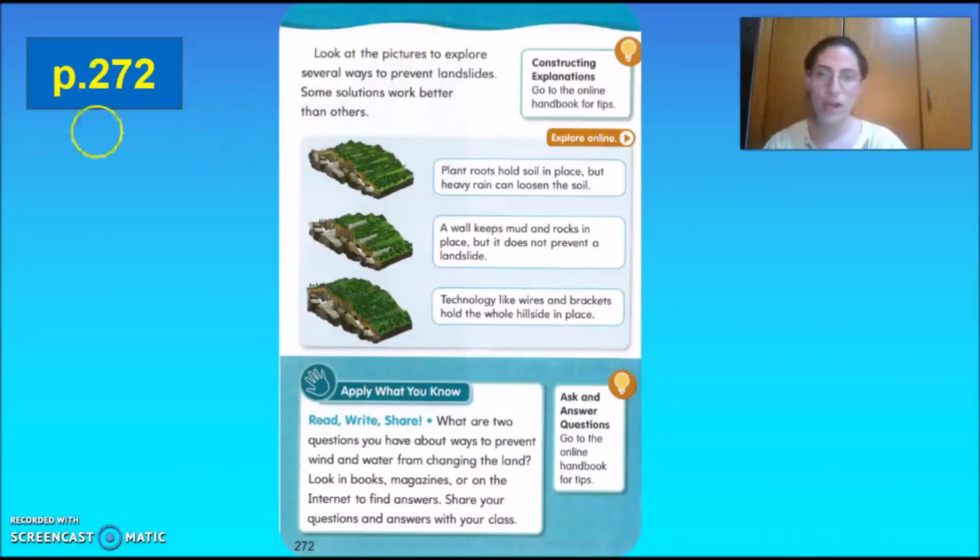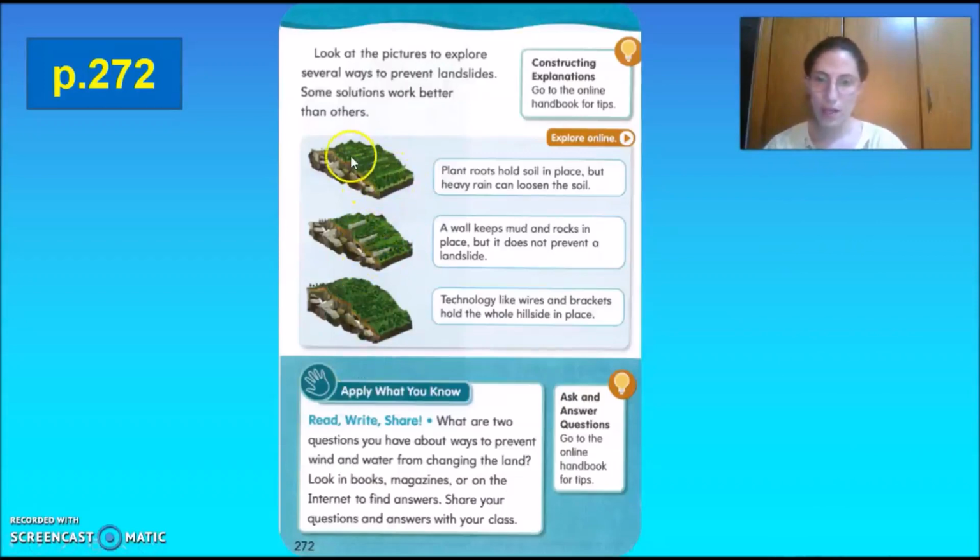Let's check what about the landslides. Look at the pictures to explore several ways to prevent landslides. Some solutions work better than others. So if we observe the pictures, we could spot that we have 3 different ways that the people came up with to solve this issue. Okay, and they're telling us that some solutions work better than the others.